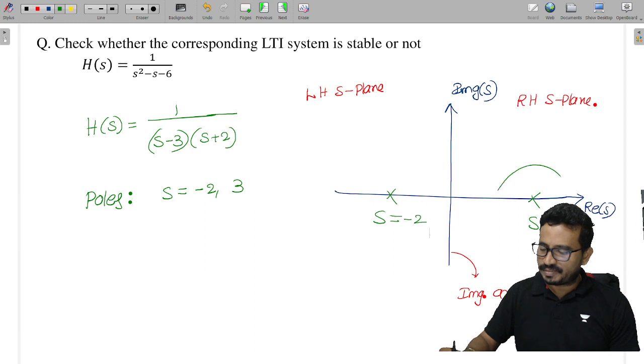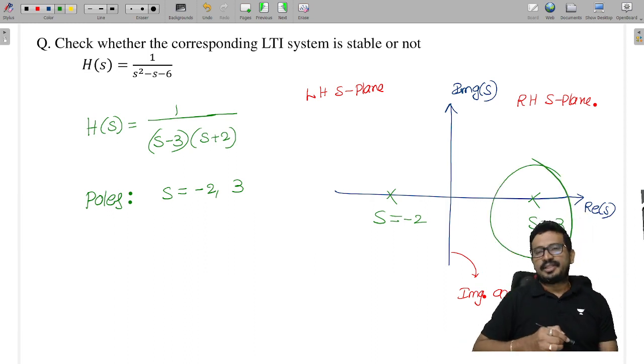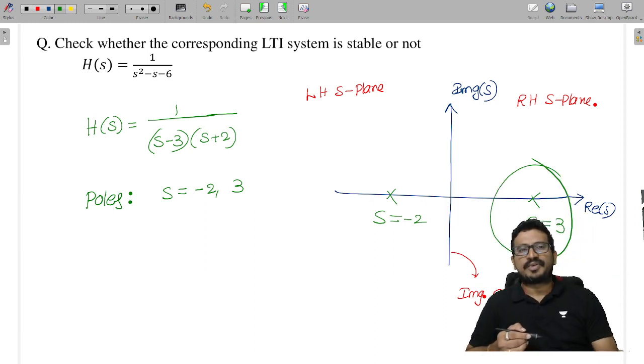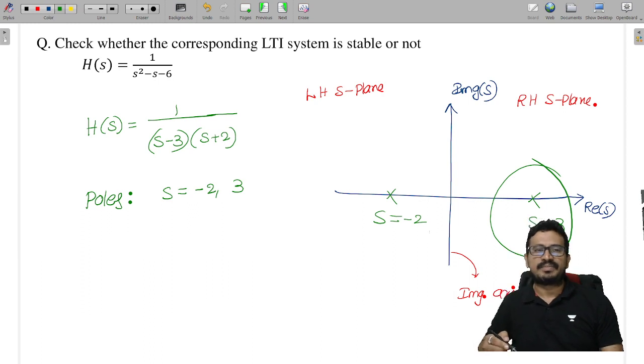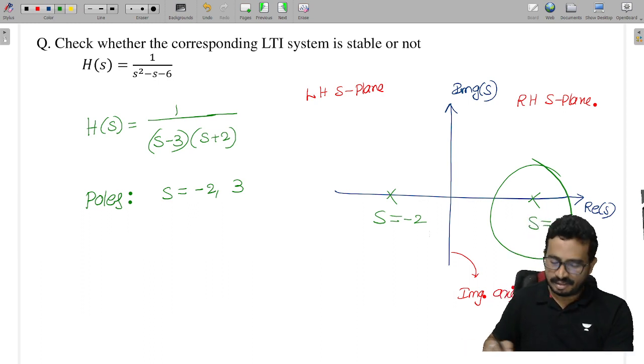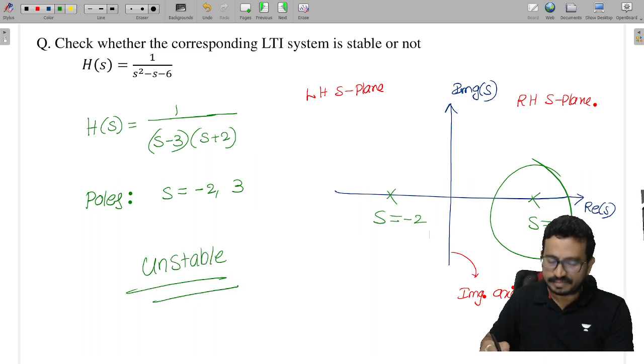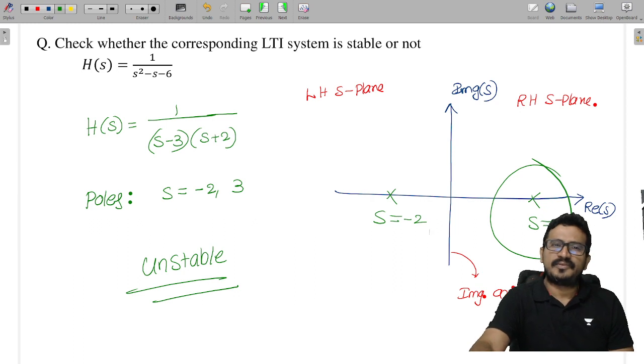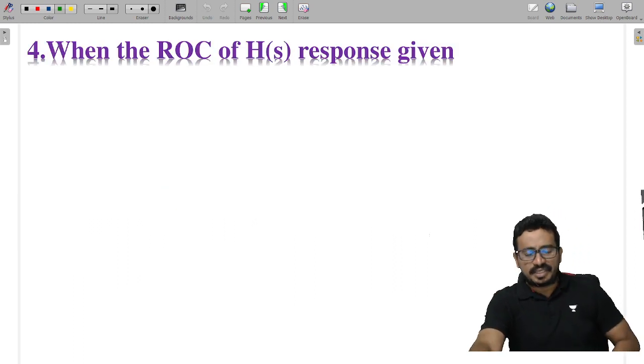So we have one pole in the right of S plane. A pole in the right of S plane will make the system unstable. So what can I say? The nature of the system is an unstable system. Fine. Now let us see the next one.